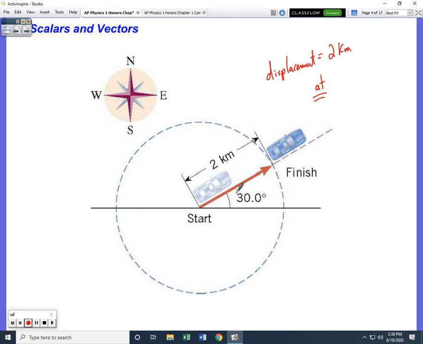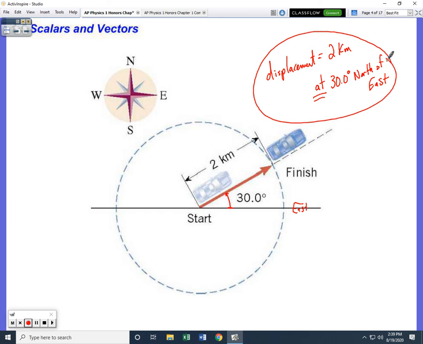The 30 degrees helps me out because this line is representing east, and you start at this east line and you measure up from it, or north of it, and so I would argue that this is at 30 degrees north of east. Put that all together and there's your vector, there's your displacement vector. So that's one of the things we're going to get into.